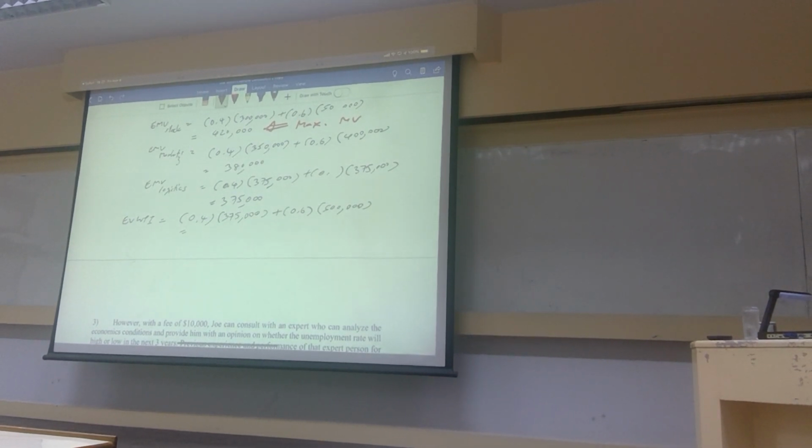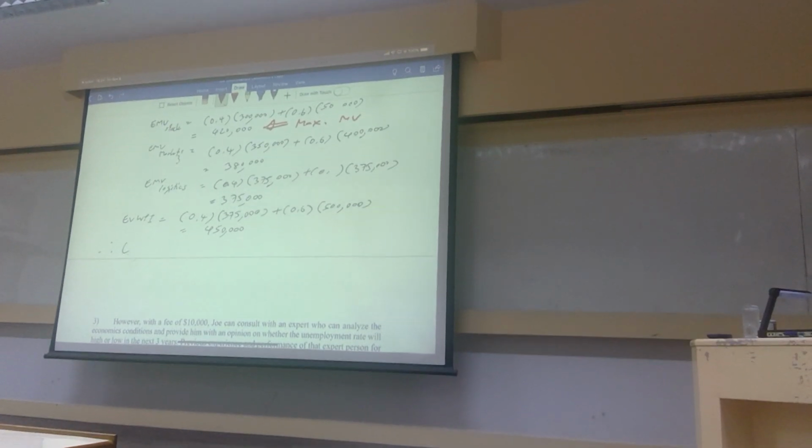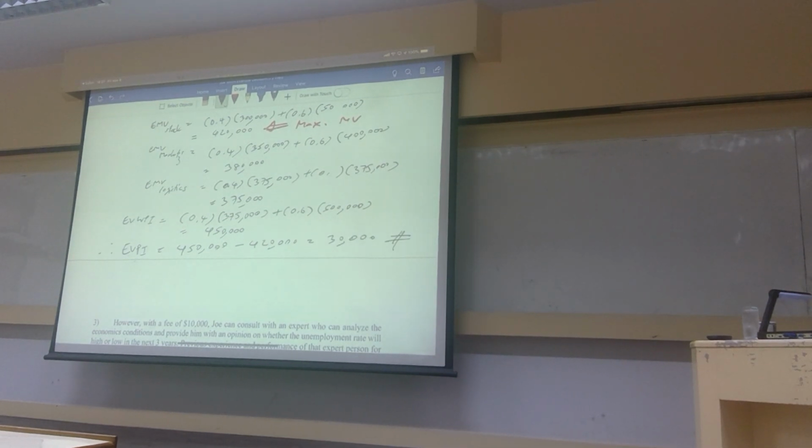So then we're going to have 0.4 times 375 plus 0.6 times 500, so you're going to have 450. Which means finally EVPI, the expected value of perfect information, will be equal to 450,000 minus 430,000. So then you have 30,000. This is the way that we estimate the expected value of perfect information.